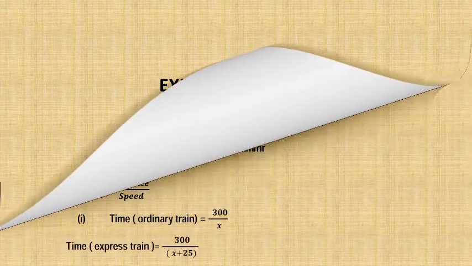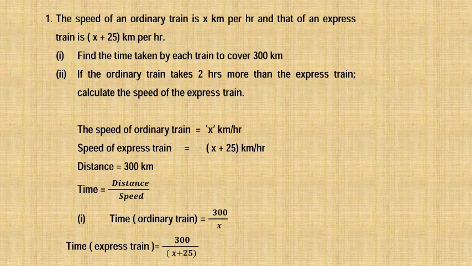Exercise 6C, question number 1. The speed of an ordinary train is x kilometer per hour and that of an express train is x plus 25 kilometer per hour. Find the time taken by each train to cover 300 kilometer, sub question 1. Sub question 2, if the ordinary train takes 2 hours more than the express train, calculate the speed of the express train.